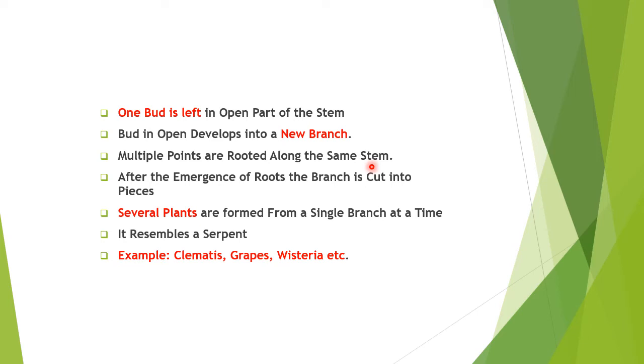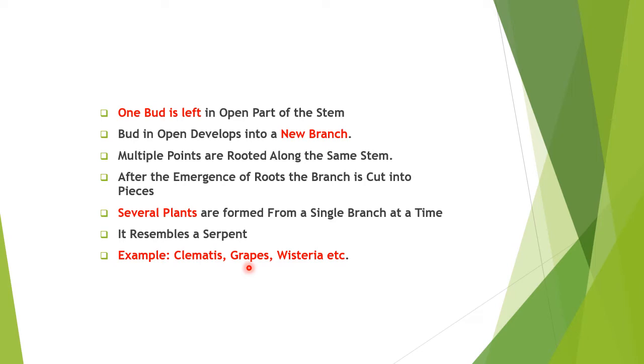So at each bud, what will happen there? That will form the vertical shoot, and there will be rooting also. After the emergence of roots, the branch is cut into pieces. Several plants are formed from a single branch at a time. So it resembles a serpent. That's why it is called serpentine layering, or it is also called compound layering, because a number of points are subjected to layering. Examples are clematis, grapes, and wisteria also.